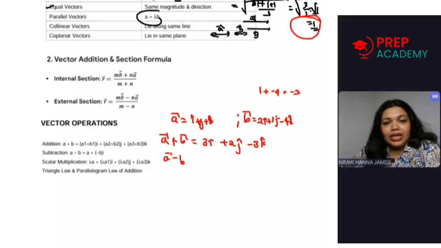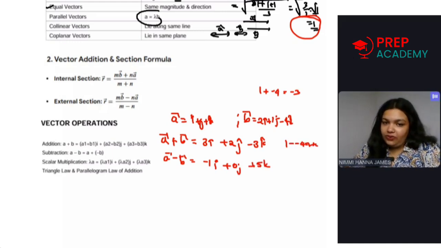Then A vector minus B vector, how do we do that? Subtracting the corresponding i components: 1 minus 2 is minus 1i. 1 minus 1 is 0j. For k, 1 minus minus 4 is 1 plus 4, that is 5, so plus 5k. So this is how we do the addition and subtraction of two vectors.